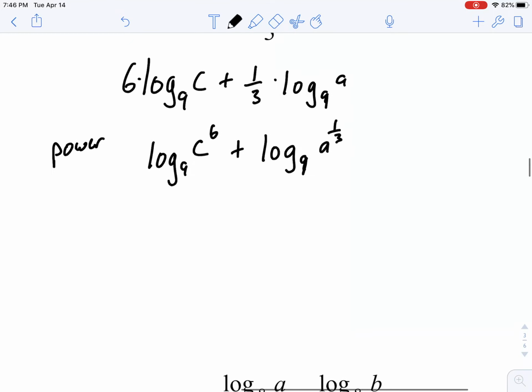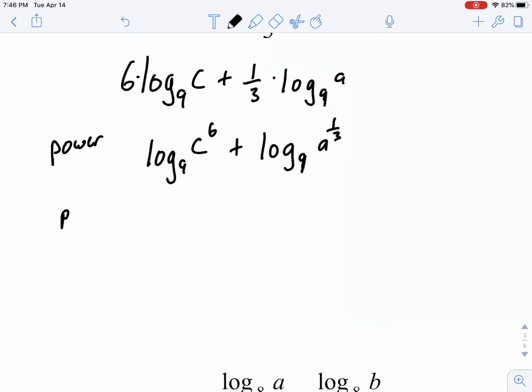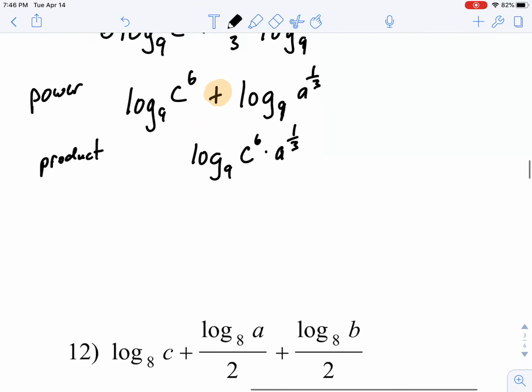Okay, so now we can use the product rule to combine these together. What tells me that it's a product rule is the plus sign. So I can make this 1 log base 9, and then I multiply c to the 6th times a to the 1/3. But we're not going to stop there. There's one extra thing, and it's kind of the thing we just finished learning about before this whole virus thing kicked up. And that is, what is a fractional power?